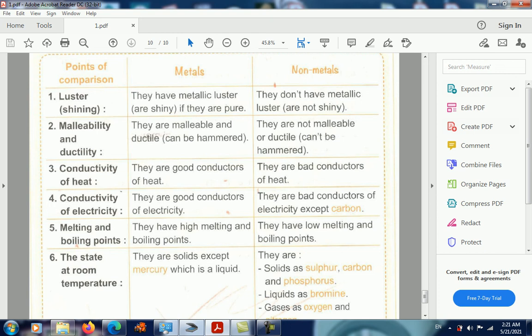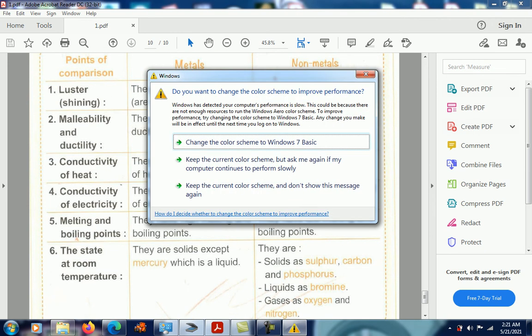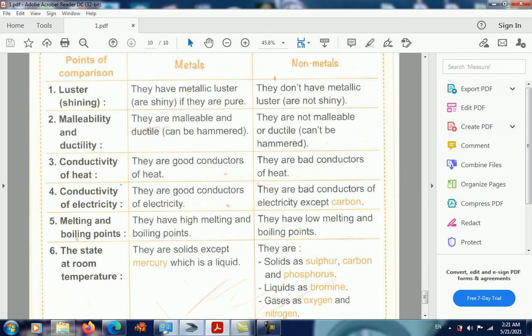Number 3, conductivity of heat. The metals, they are good conductors of heat. Non-metals, they are bad conductors of heat. Number 4, conductivity of electricity. The metals, they are good conductors of electricity, while non-metals, of course, are bad conductors of electricity, except carbon, which is the only non-metal which is a good conductor of electricity. Number 5, melting and boiling points. They have high melting and boiling points in case of metals, but the non-metals have low melting and boiling points.